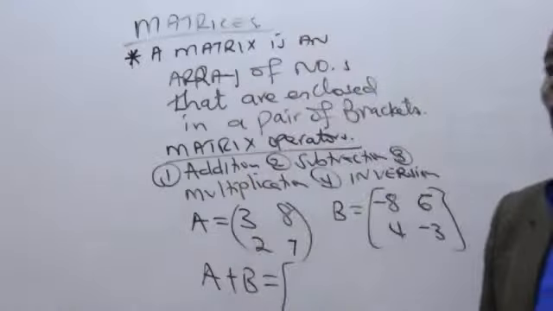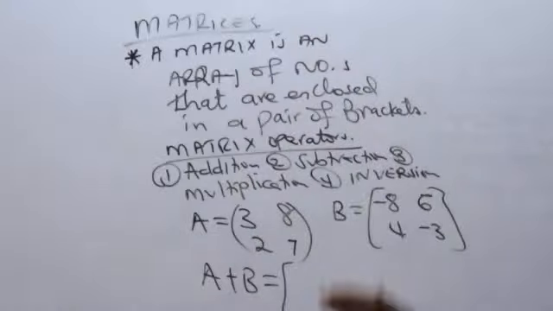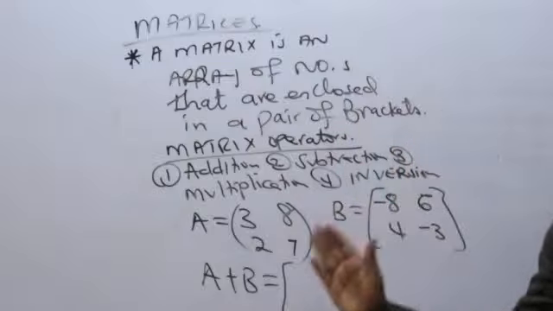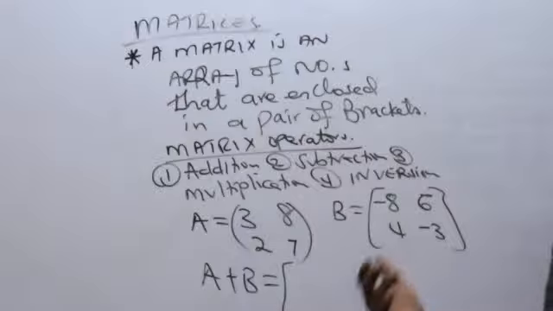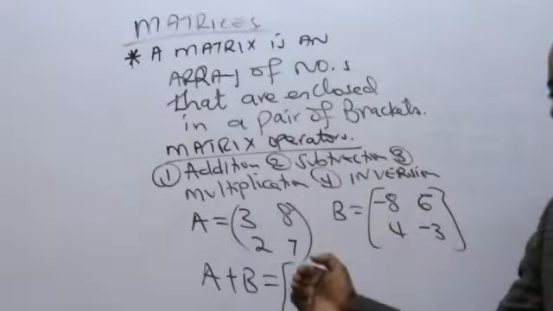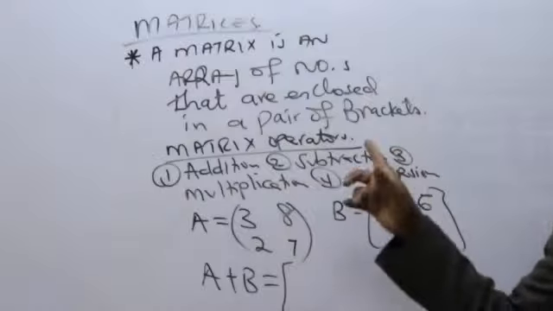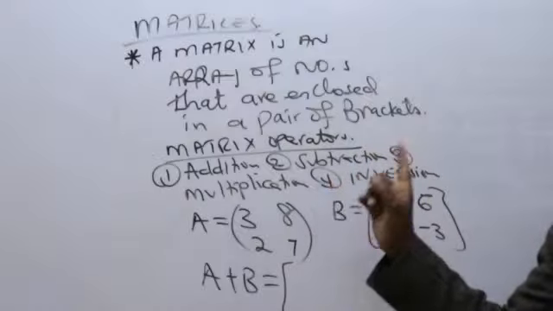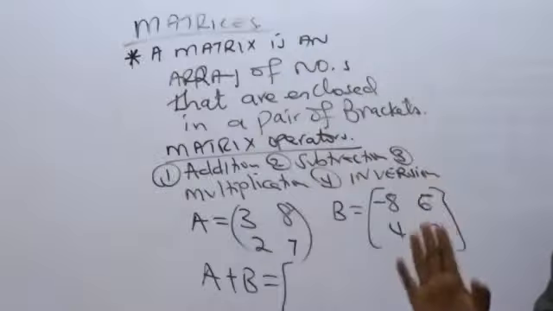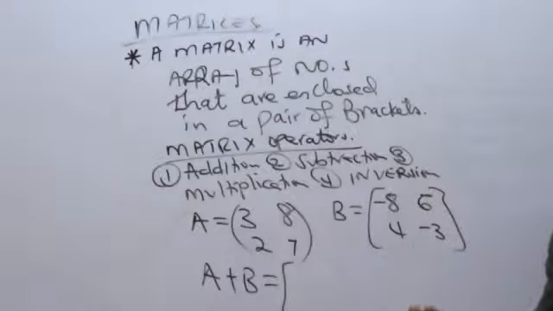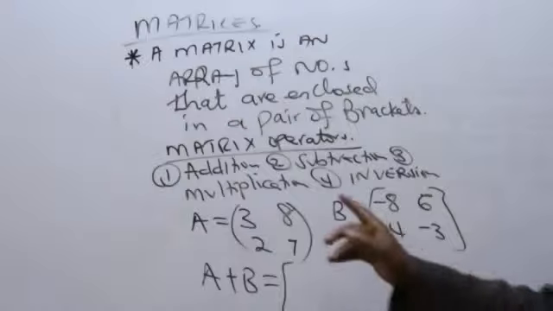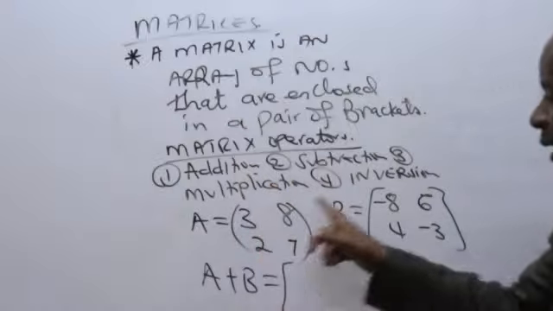How do we get to add the two matrices? Remember what we have said here is that a matrix is an array of numbers that are enclosed in a pair of what here? Brackets. Under matrices here, we must be good at these matrix operators. Matrix operators are four. We have the addition, we have subtraction, we have multiplication, and then number four, we have inversion. So ladies and gentlemen, I would want us to do these two just by using this small example.